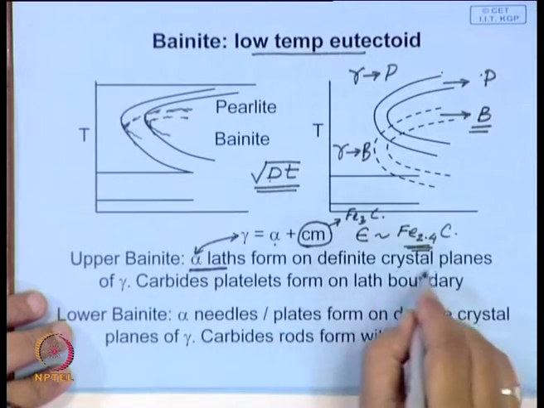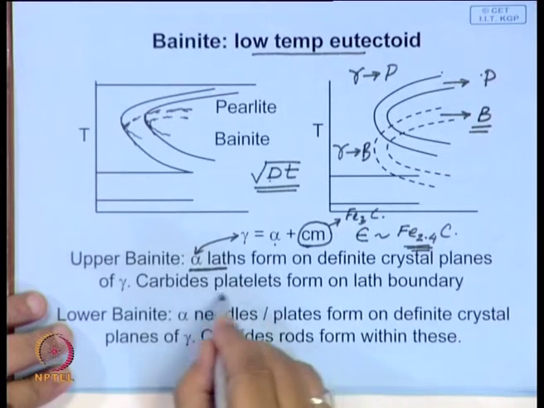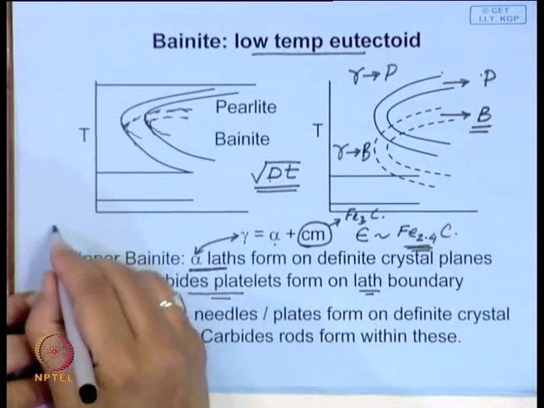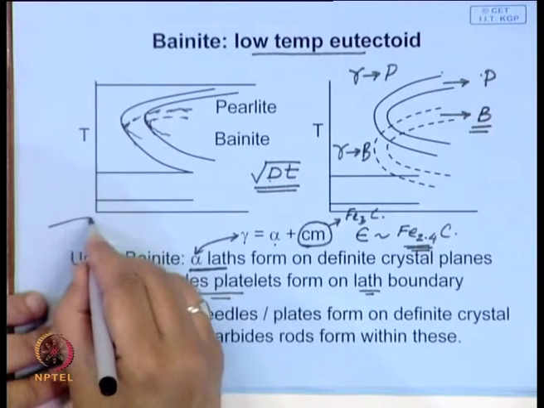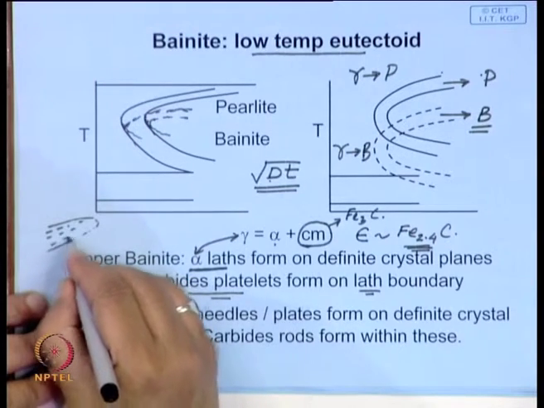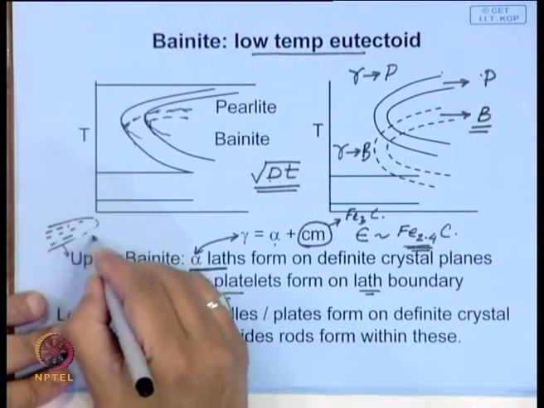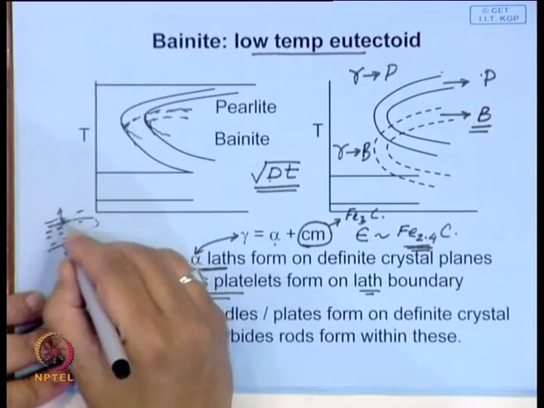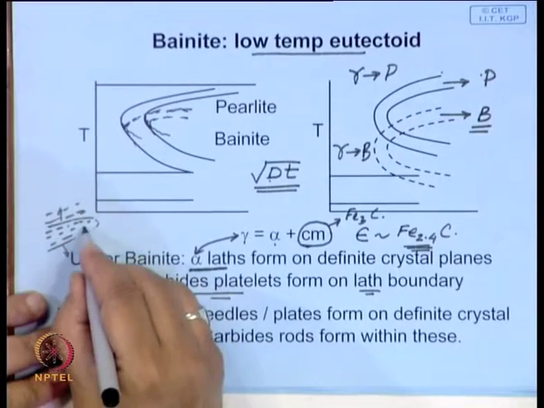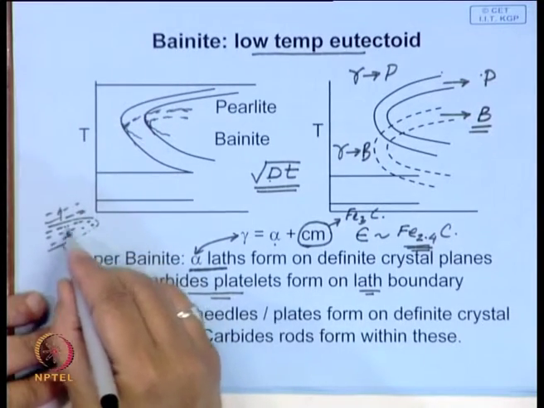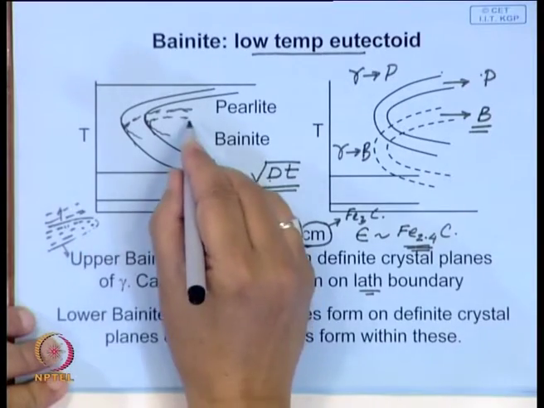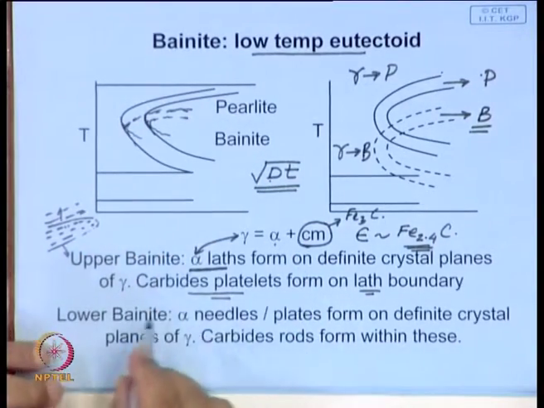They form on definite crystal planes, and then these carbide platelets form on that lath boundary. If you recollect, you have this ferrite that plates, and this is how the carbides form, and this keeps growing like this. You have this type of broken carbide platelets, and often they are so closely spaced that you are likely to confuse this with a fine pearlitic structure.